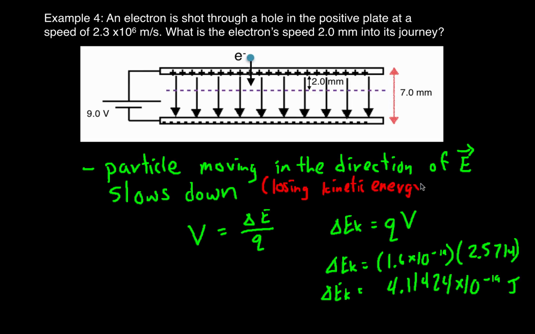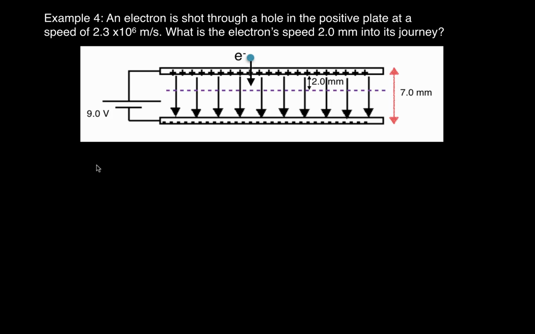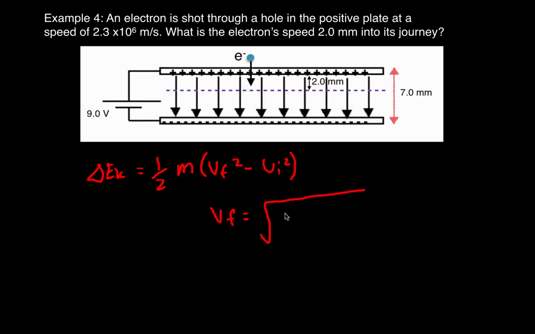Since the electron is losing kinetic energy, it has a negative amount of energy. Just like if you were to lose money, your bank statement would have a negative amount of money to indicate the change. The change in EK is equal to 1/2 m Vf squared minus Vi squared. So Vf is equal to the root of 2 change in EK over m minus Vi squared.